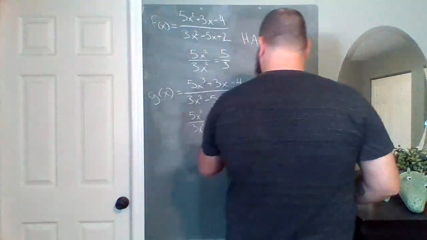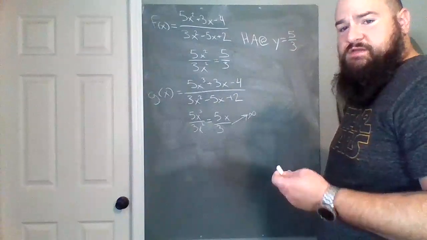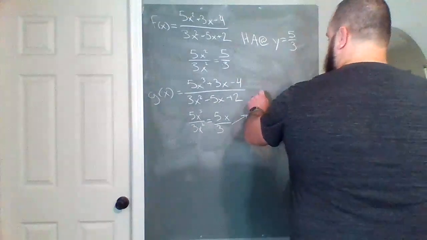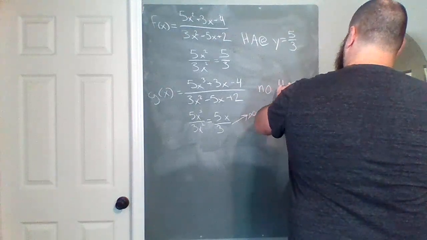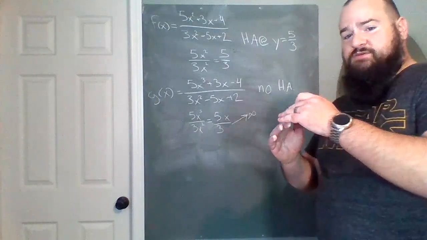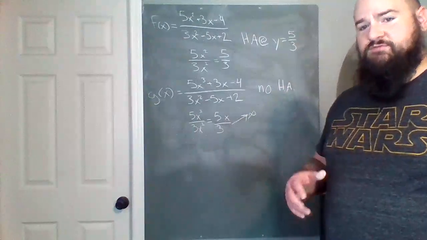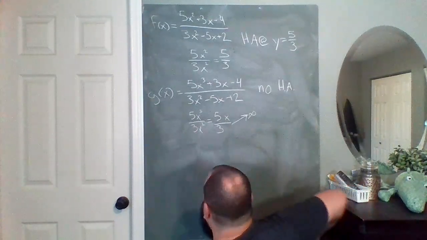So this is going to infinity. So what we say here is we have no horizontal asymptote, because our function is either going to go off to positive infinity or down to negative infinity. Okay? We have one last function.